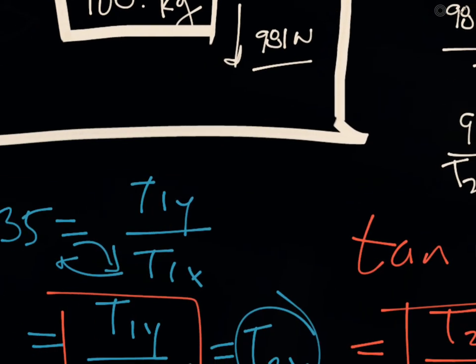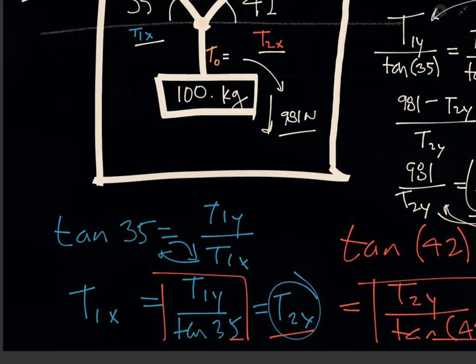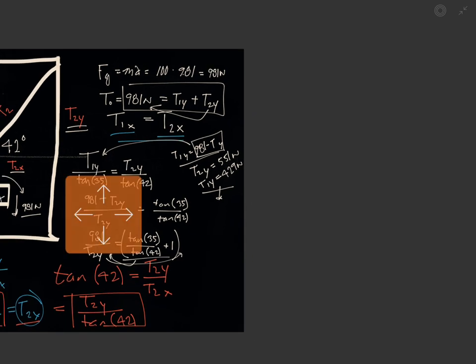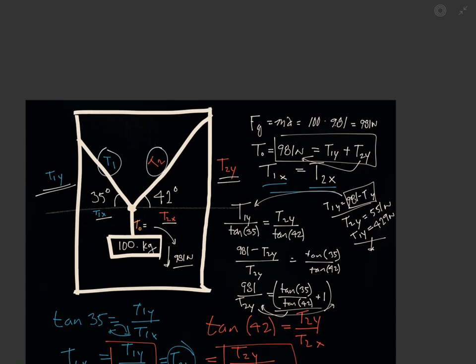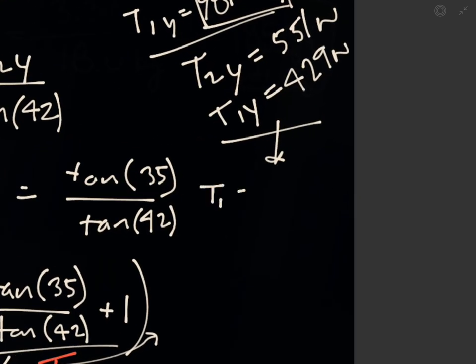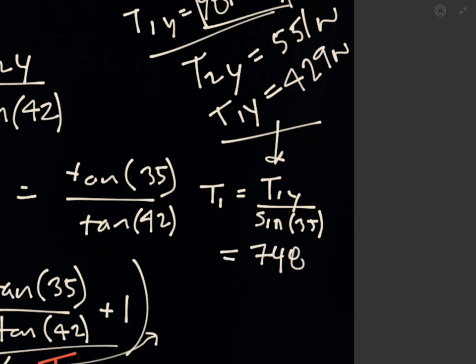And with that information, we can go ahead and plug it into our initial conditions we had over here, saying that the tangent of 35 is t1y over t1x, but now we know t1y. We know that they're equal to each other, so we can find the total tension, which is the tension in the rope, which is the tension here in the ropes all together. So not the components. We can now find the total tension. So we know that tension 1 is going to be equal to t1y over the sine of 35. Again, that's just geometry, which is going to be equal to 748 newtons.